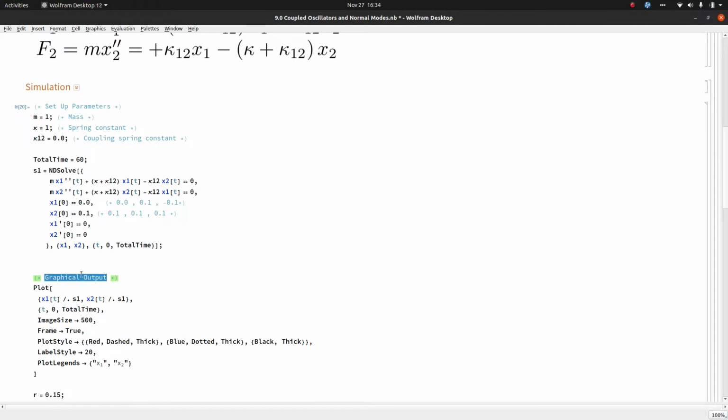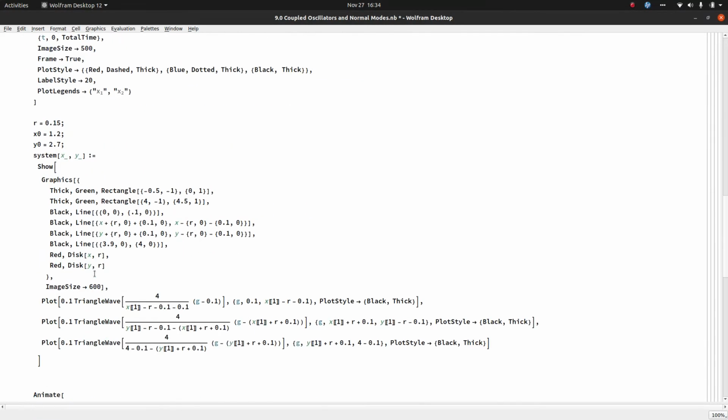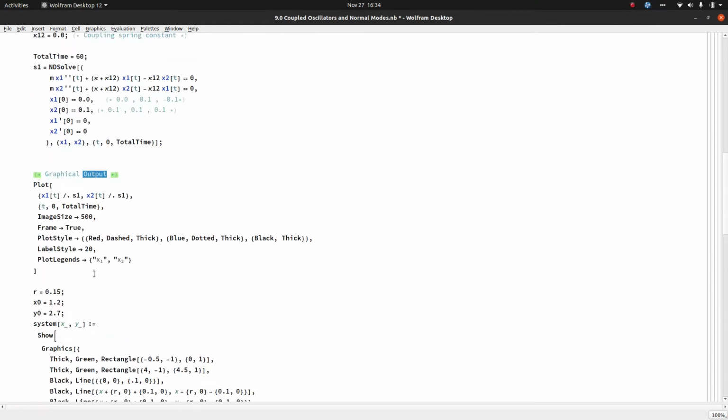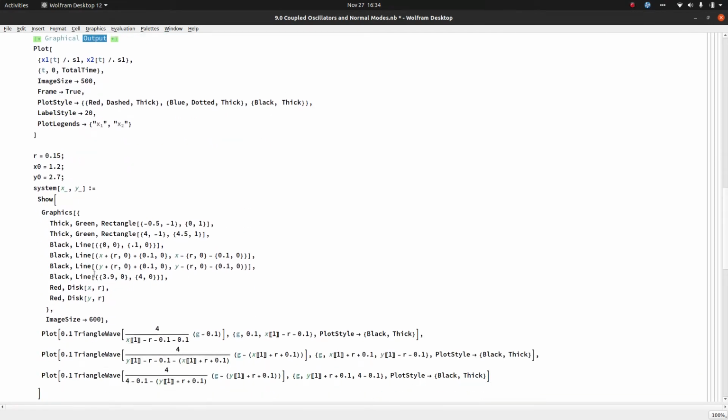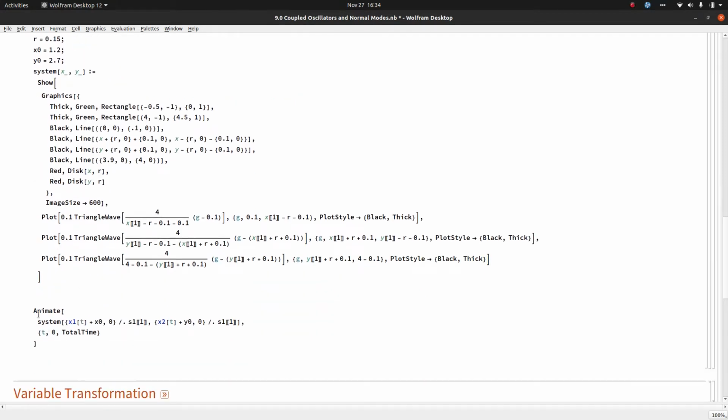And then we'll get our graphical output. So we'll make a plot, and we'll show an animation of the system. So as always, let me just hold it here in case anybody wants to pause the video and try to recreate the graphics that we've had. And if you want to recreate the animation, I'll scroll down and you can just copy this as well.